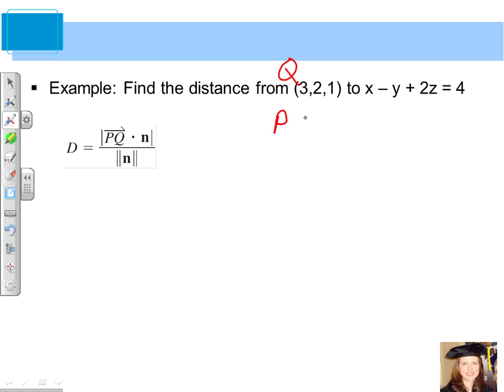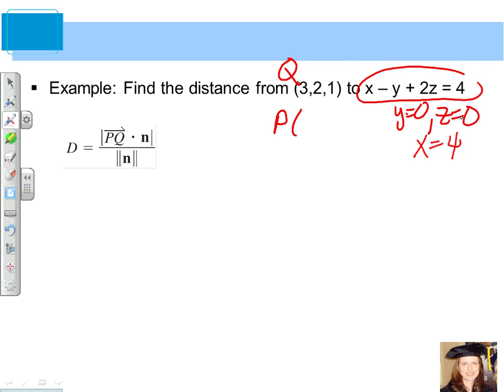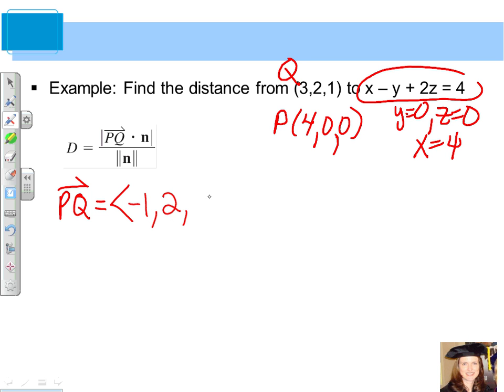I'm going to find P by setting y equal to 0 and z equal to 0. And the equation of the plane, if you let y and z both equal 0, you get x = 4. So that's going to correspond to the point (4, 0, 0). Now we want to find the vector from P, which is on the plane, to Q, which is not on the plane. The components of that vector, taking the terminal point minus the initial point: 3 minus 4 is -1, 2 minus 0 is 2, and 1 minus 0 is 1.